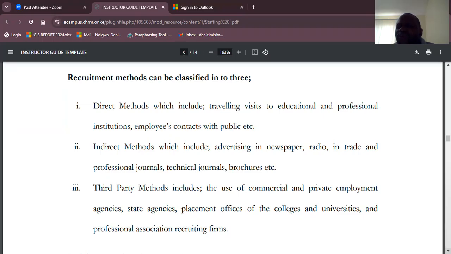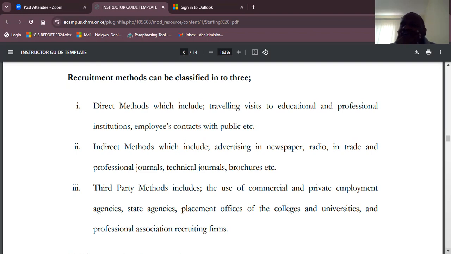And this is also very common when you are talking about the STEM courses, science and technology courses, where most organizations will go into those schools and try to look for students who are interested to join either engineering, medicine, and other critical jobs in different organizations. So the direct method is that method where organizations are more engaged in trying to look for new talents and trying to contact them.